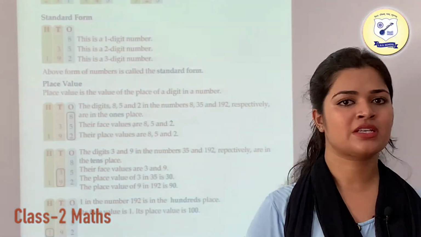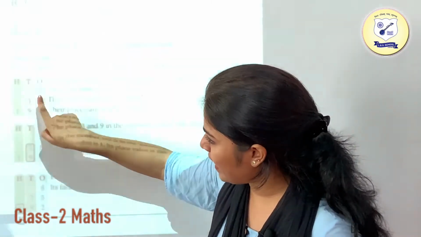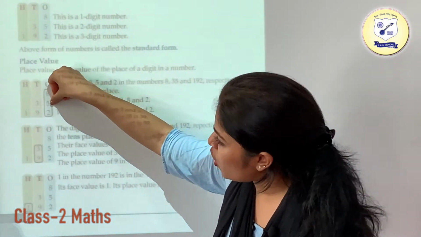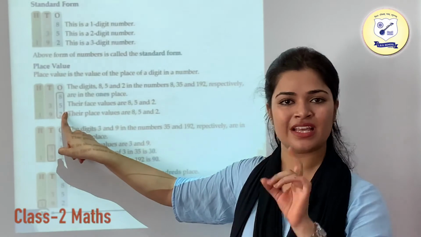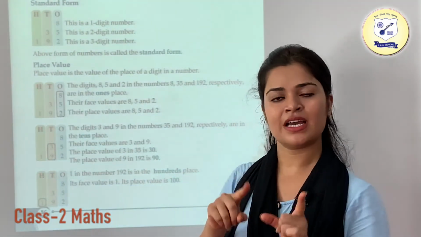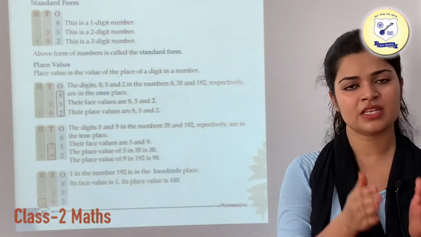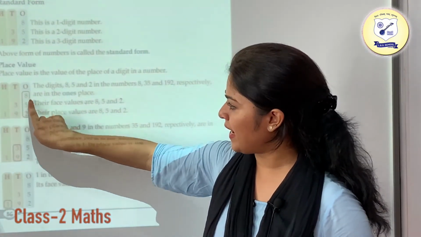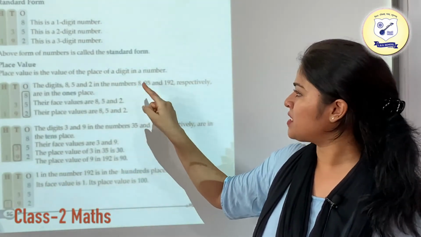Now we are going to discuss the place values of a number. We have the same numbers again: 8, 35, 192. The digits written on the ones place have a place value of 1. The digits written on the tens place have a place value of 10. Similarly, the digits written on the hundreds place have a place value of 100.